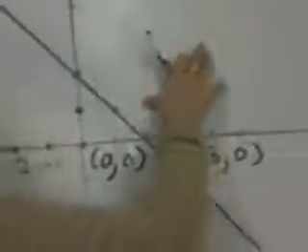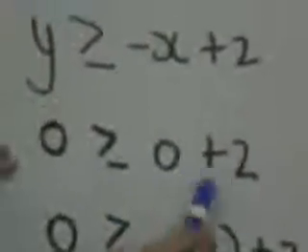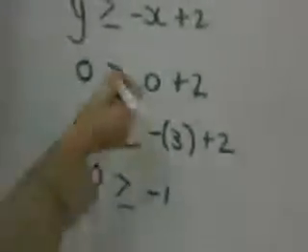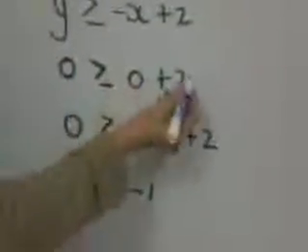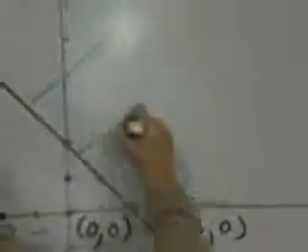So this side does solve it, and on this other side, let's get back to this one, that one didn't solve it. When I plugged in a point from this side, it didn't work: 0 greater than or equal to 2 was false. But when I chose a point from that side, it made the equation true. So therefore, I'm going to shade on this side.